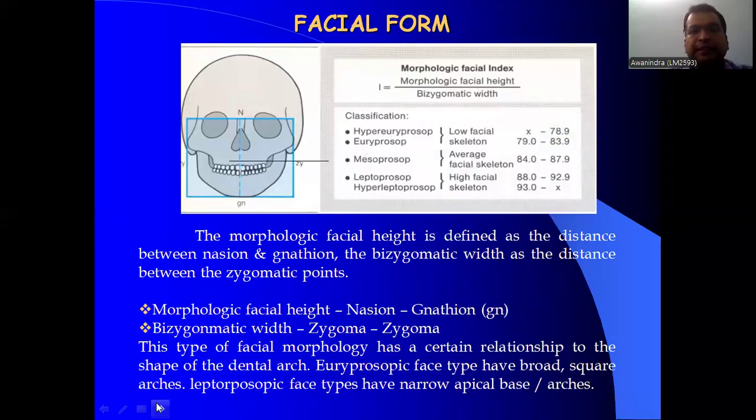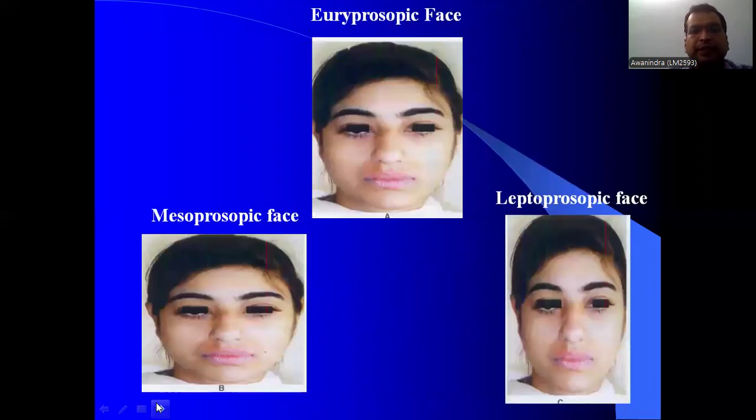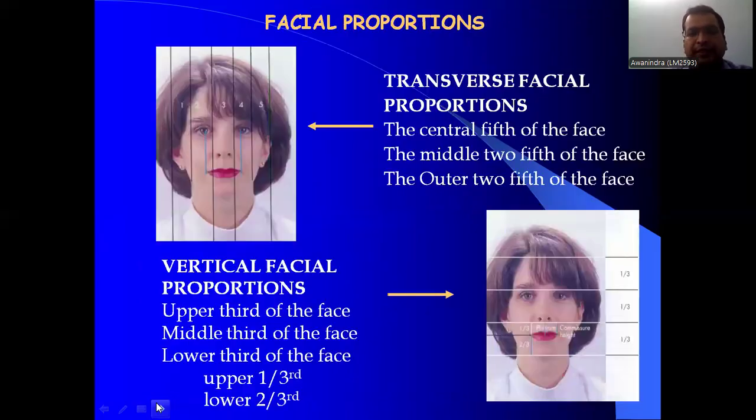Facial index is calculated by morphologic facial height divided by bizygomatic width. So how is the face divided: euryprosopic, mesoprosopic, and leptoprosopic. You shall see the euryprosopic face, mesoprosopic face, and leptoprosopic face. Leptoprosopic face is a narrow and long face. Euryprosopic face is a broad and short face.